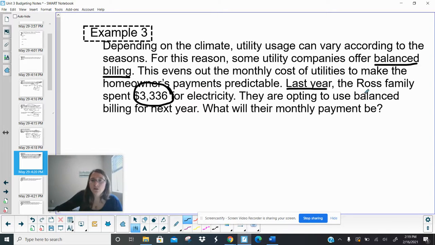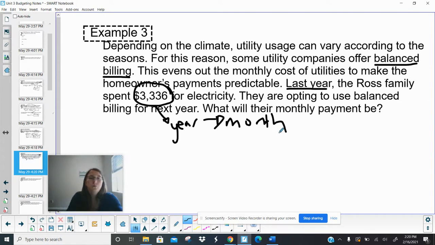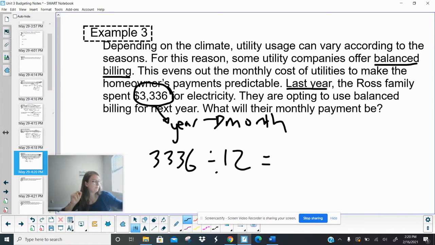It says they are opting to use balance billing for next year. What will their monthly payment be? So again, what the electricity company does is they see how much you spent last year total, and they just split it into 12 even payments for the next year. So if this is how much they spent in a year, how would we figure out how much this would be each month? We should know how to do this. We should divide by 12. So they take how much electricity you used last year, divide it by 12, and then they just charge you this each month, $278.